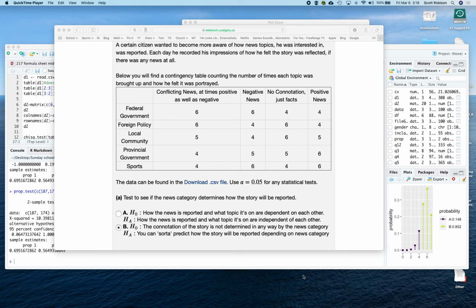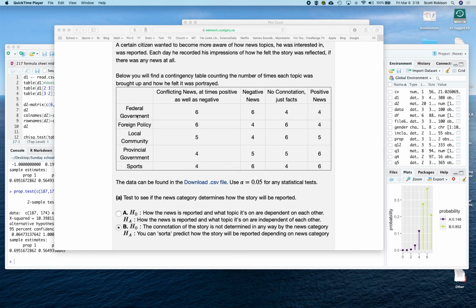Let's talk about how to use R specifically for categorical variables. So here we've got a question about somebody who was scanning through some of the news items, and every time they found some topic about either federal government, foreign policy, local community, provincial, or sports, they tried to indicate whether they felt like there was negative news, positive news, just news without any bias, or if there was some conflicting news, at times positive, at times negative.